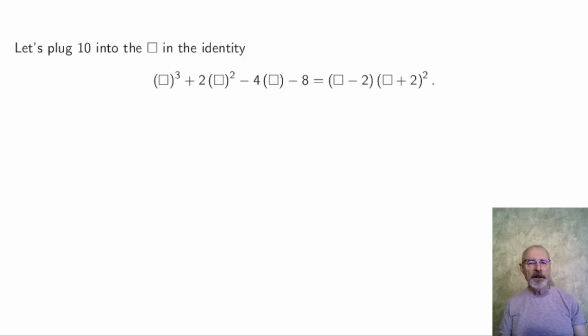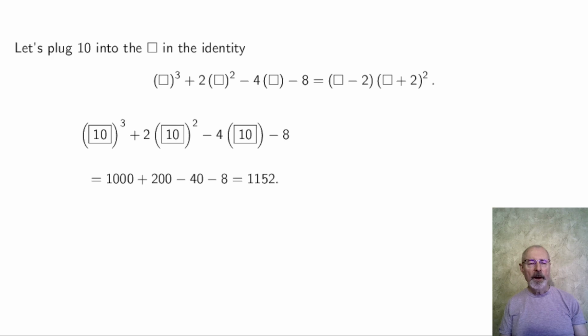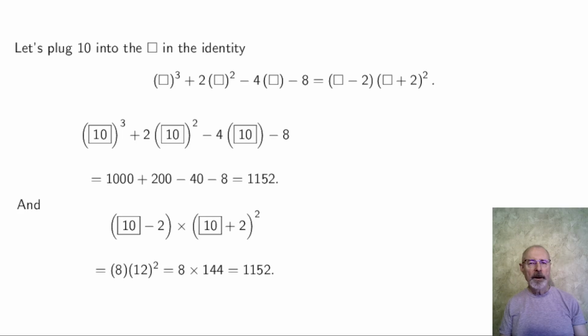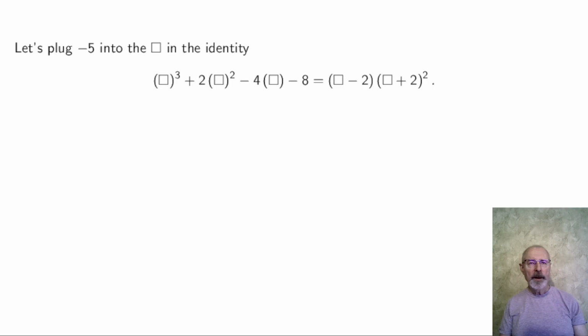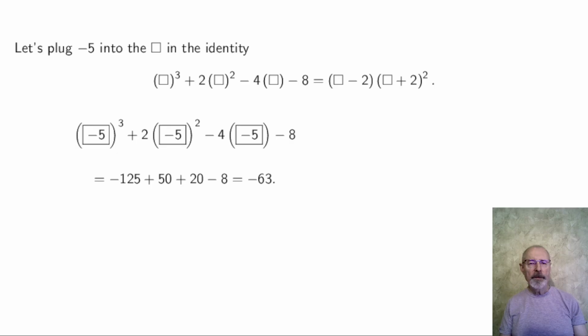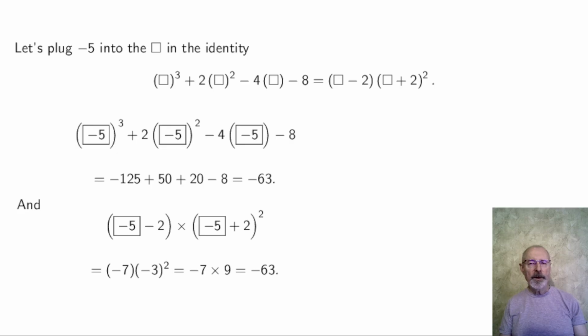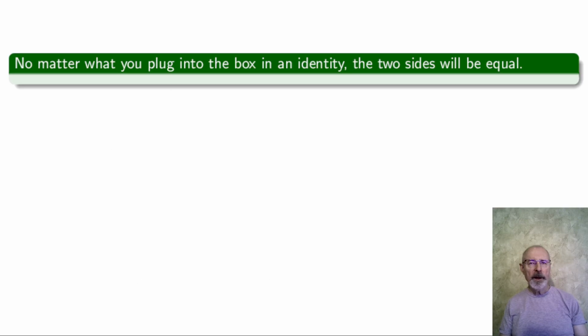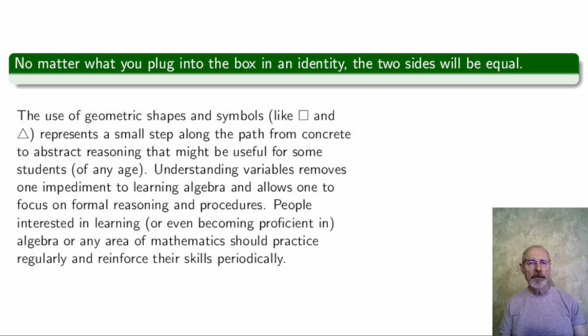If we plug 10 into the identity, on the left we get 1,152. On the right, we get 1,152. Let's try negative 5. If we plug negative 5 into the left, we get negative 63. If we plug negative 5 into the right, we get negative 63. No matter what you plug into the box in an identity, the two sides will be equal.